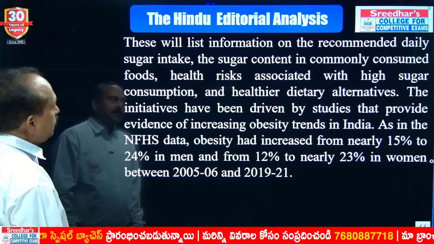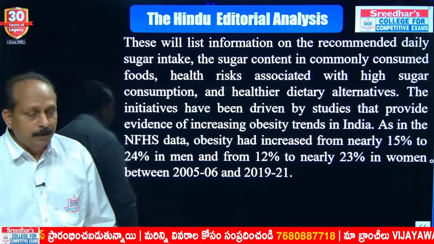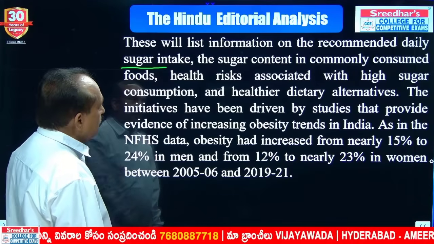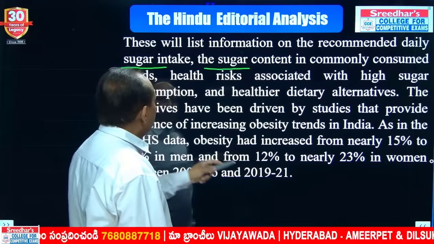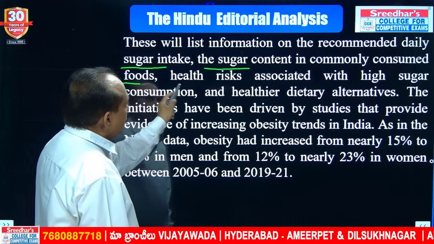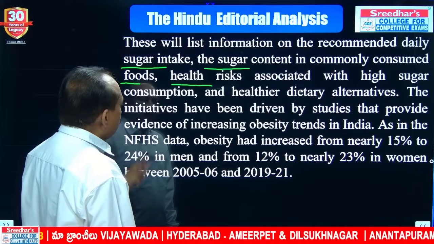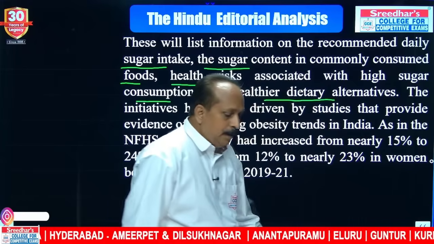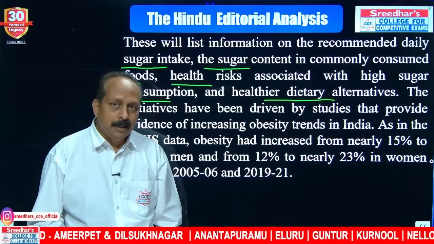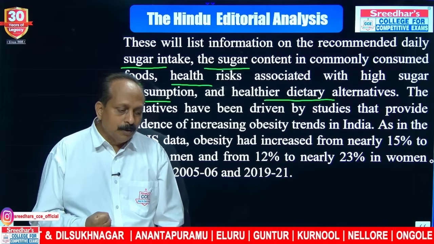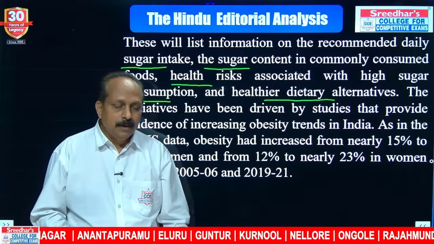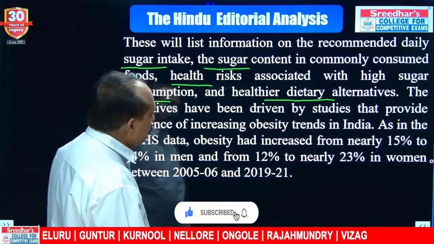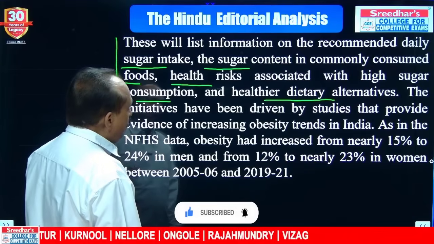These will list information. What is the role of sugar boards? What do they do? These will list information on the recommended daily sugar intake, one thing. The sugar content in commonly consumed foods, second thing. Health risks associated with high sugar consumption, third thing. And healthier dietary alternatives. In a nutshell, they try to educate children about the impact of sugar and also alternatives. They will try to tell children, don't depend completely on sugar, try to use alternative sources, dietary alternatives. We cannot completely avoid sugar.